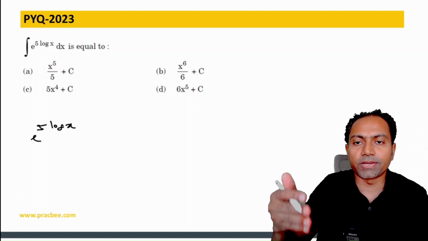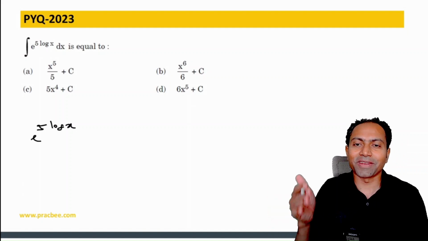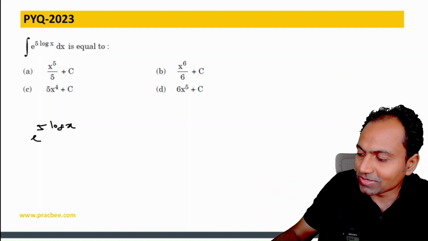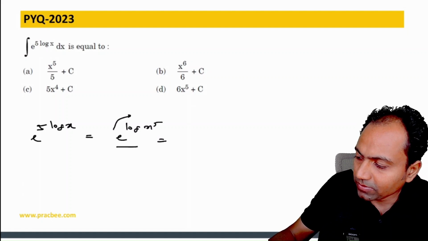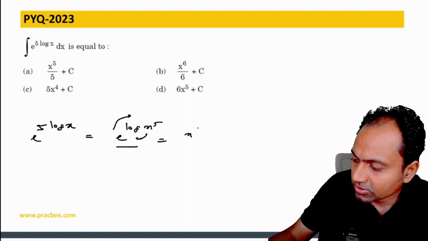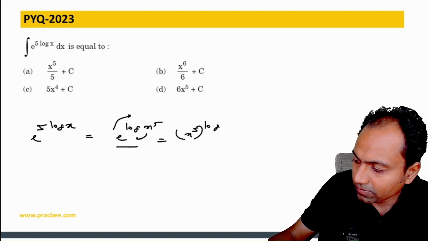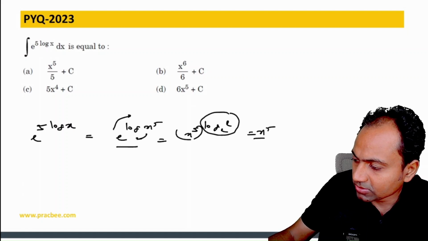So we need to convert it into a standard integral or break it down into standard integrals and then do it. First, if I simplify this, it is e raised to the power log of x raised to the power 5. And now we have a property that we can write it here. So this becomes x raised to the power 5 raised to the power log of e to the base e. Number to the same base, log becomes 1. So this becomes x raised to the power 5.